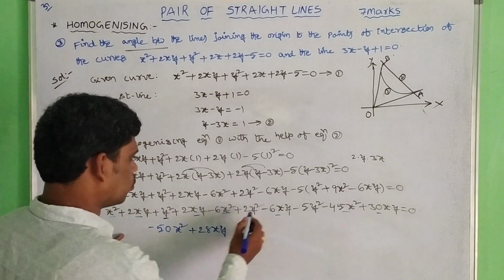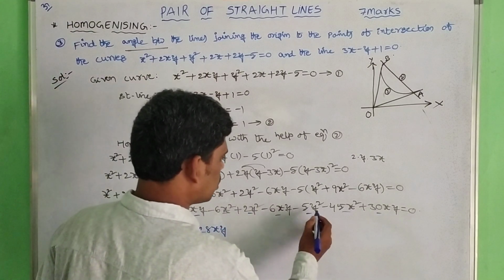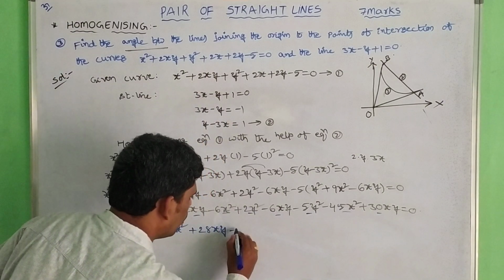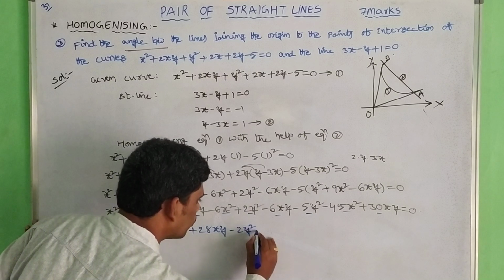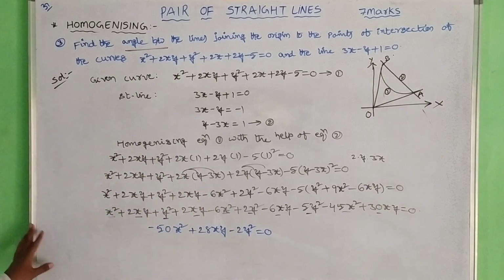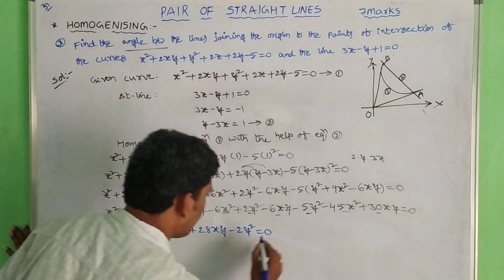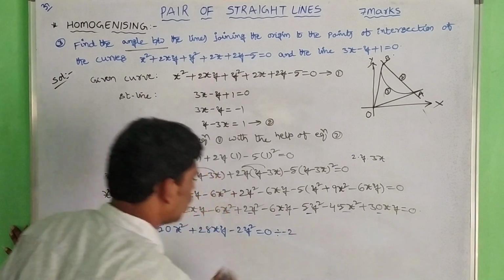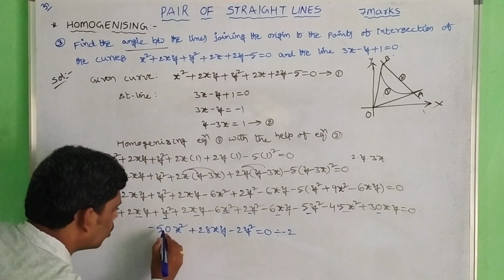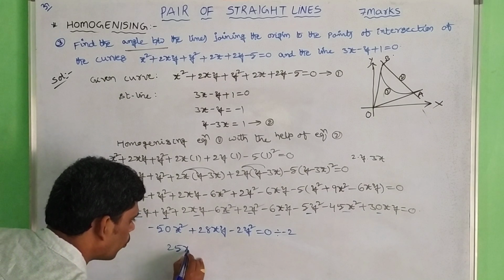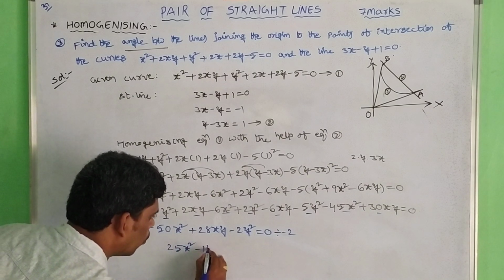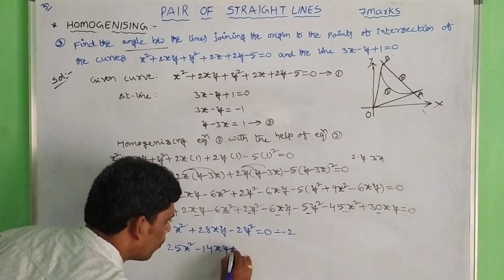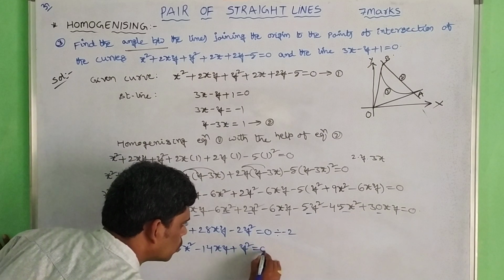Next, the y square terms remaining: y square plus 2y square is 3y square, 3y square minus 5y square minus 2y square. Dividing by minus 2, we get 25x square minus 14xy plus y square equals 0.